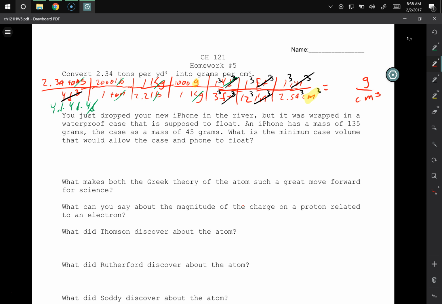Okay, so what do we got here? 2.34 times 2,000 times 1,000 divided by 2.2 divided by 3 cubed divided by 12 cubed and divided by 2.54 cubed. And I got 2.782, but we only have 3 significant figures with the 2.34. So then there's my answer, 2.78.